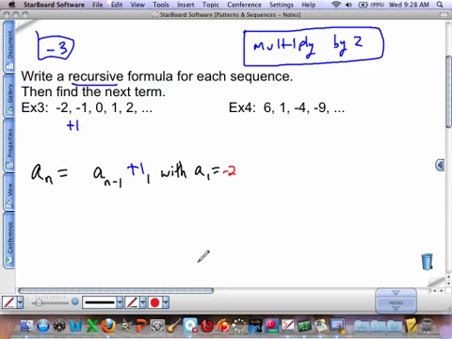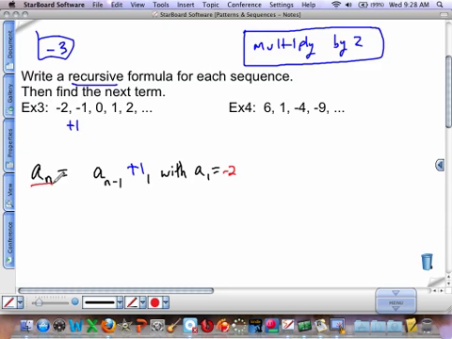Could you repeat that whole thing? Yep. Okay. So the format for recursive is almost always the same. You're always going to have first the a sub n. Okay, that's always going to be the first thing you have. A sub n equals. Then you're always going to have on the other side a sub n minus 1. Okay, and what that's basically saying is that's your previous term, right?